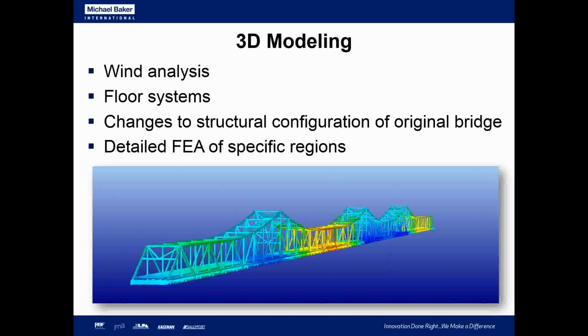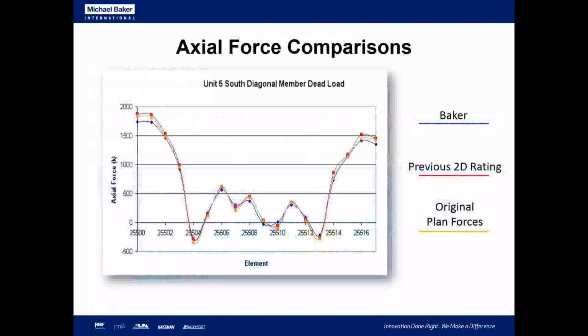So I think it's interesting to look at how the axial force in truss members varies. How do the results vary between, say, a 3D model, a 2D model, and original plan forces? Here's a graph that shows how the forces vary between a 3D model that Baker developed of the former Interbell Bridge in Cleveland versus a previous 2D rating and the original plan forces that were most likely also determined using 2D analysis. So you can see there are some slight variations, but they're really close for the most part.